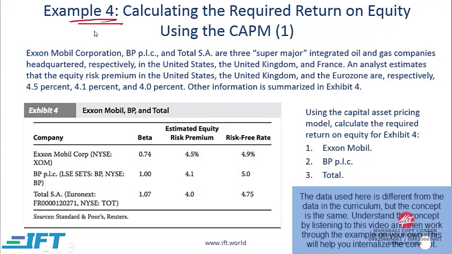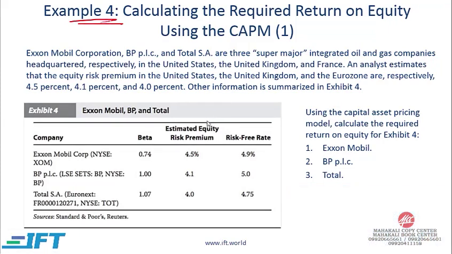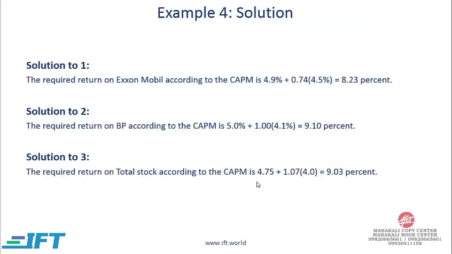Next, you can try example 4, and I'm going to make this straightforward. You are given the beta, you are given the equity risk premium, and you are given the risk-free rate for 3 different companies, and you are supposed to use CAPM to come up with the required return. And if you can't do this, then I would suggest that you drop your plans for taking the exam in June, because this is as simple as it gets. Risk-free rate plus beta into the equity risk premium, which is given.